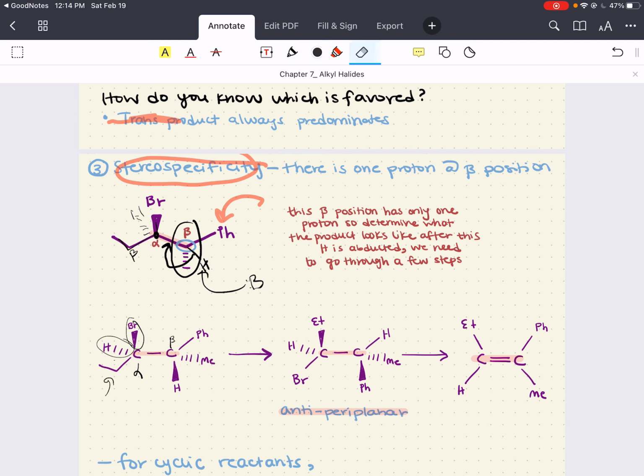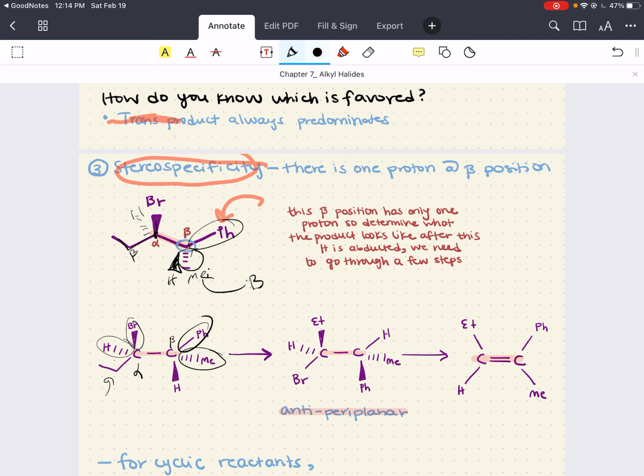Now at the beta position, let's erase this so we can see clearly. At the beta position, we have our phenyl group right there. We draw it. We have this methyl group right here. We'll draw it. And then you have this hydrogen right here on a wedge.